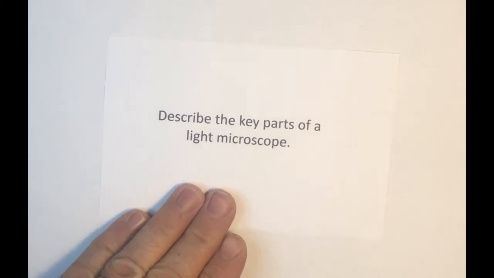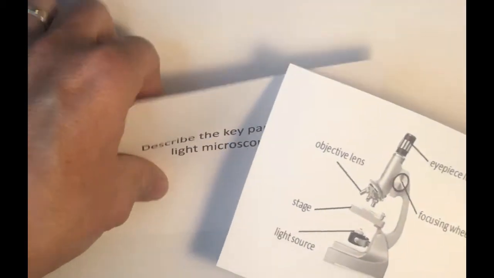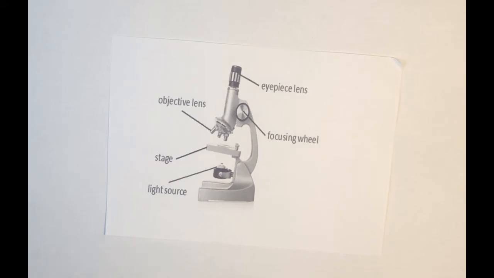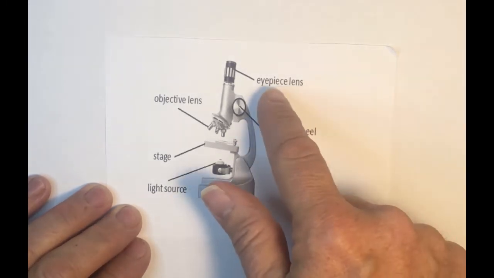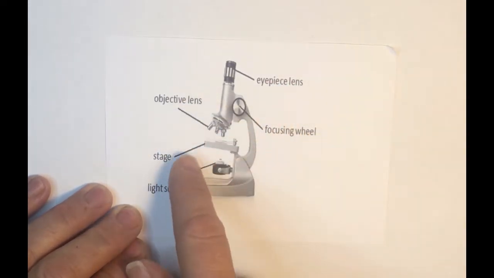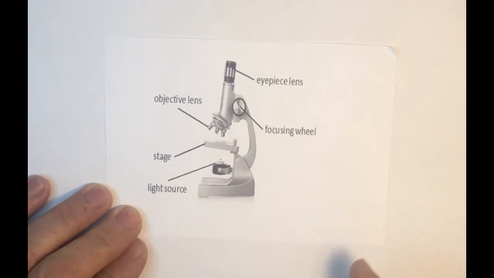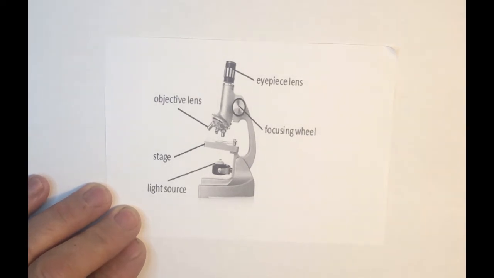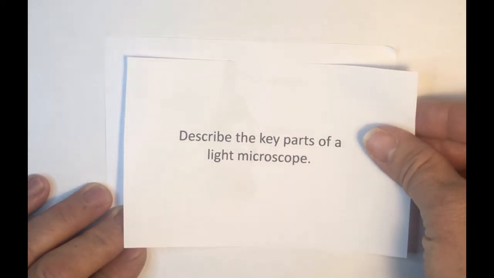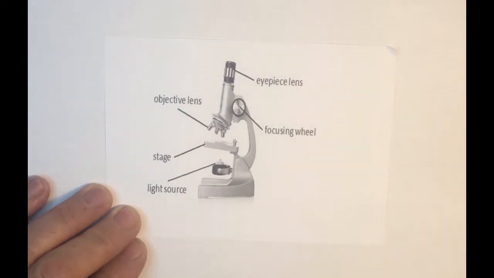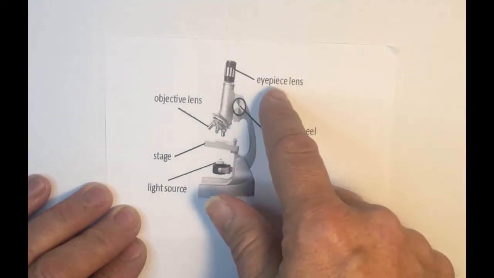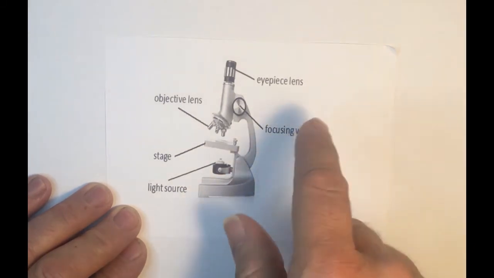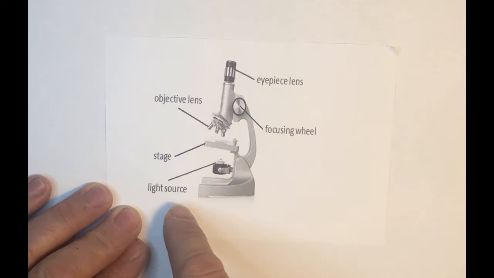So, describe the key parts of a light microscope. This is a typical picture of a light microscope that you would find in your normal classroom. The different parts are the eyepiece lens, the focusing wheel, the objective lens, the stage and the light source. There are a number of other parts that could be talked about, like this here, which is the handle. In a question like that, you would need to say the eyepiece lens, the focusing wheel, the objective lens, the stage and the light source, and then just talk about their roles.